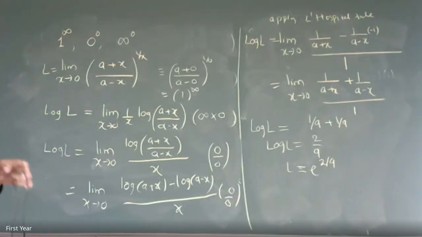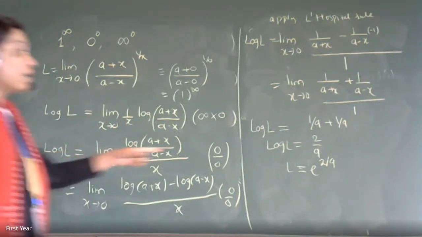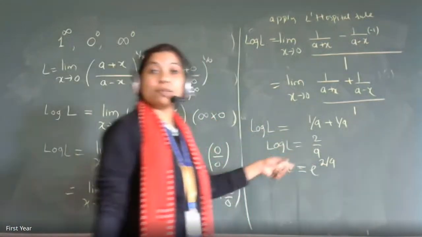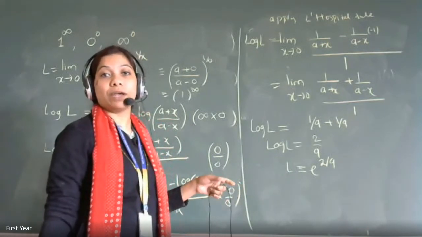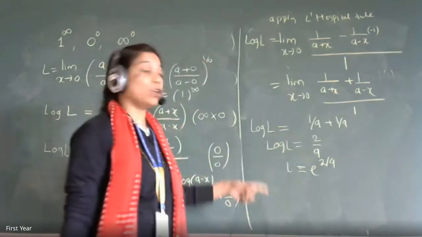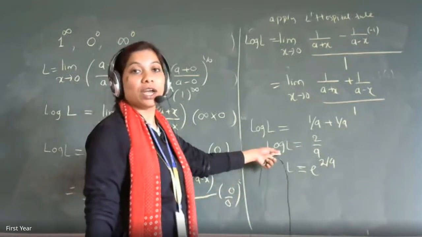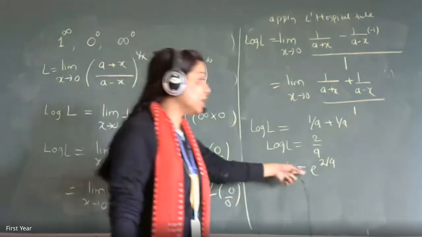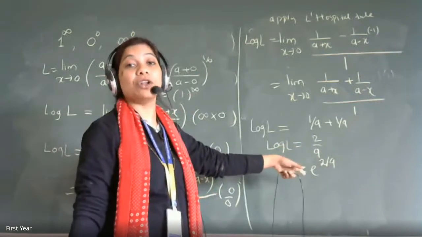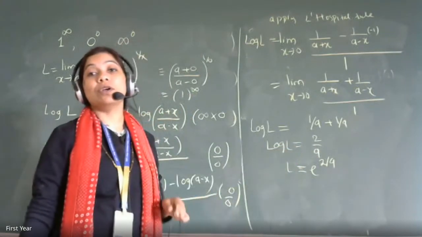Now, one general mistake that students make in such examples is that they write down the answer as 2 by a. This is present in the option. When it is an objective type exam, 2 by a is present in the option, and since you got that answer, you quickly mark it. But what is asked? Log L is not asked. L is asked. So the answer is E raised to 2 by a. You have to take the exponential, the anti-log, on both sides.